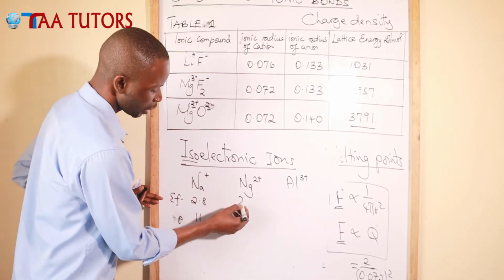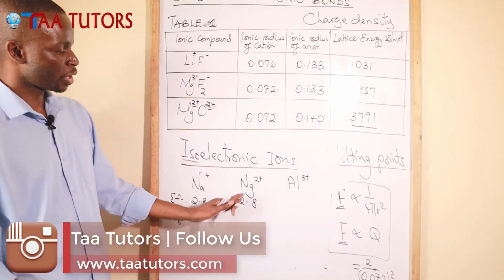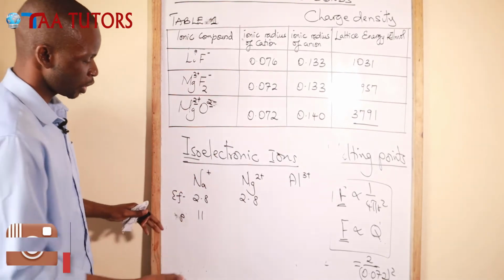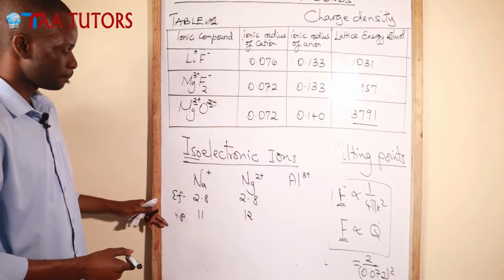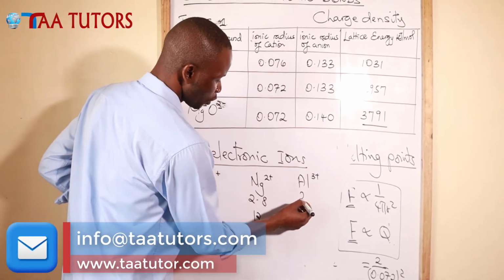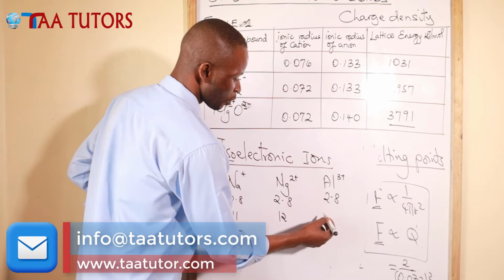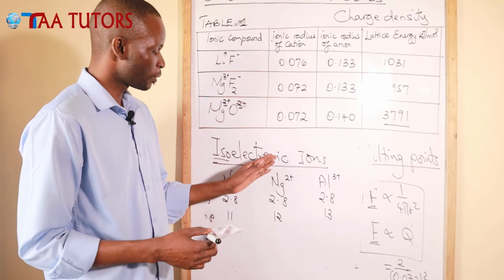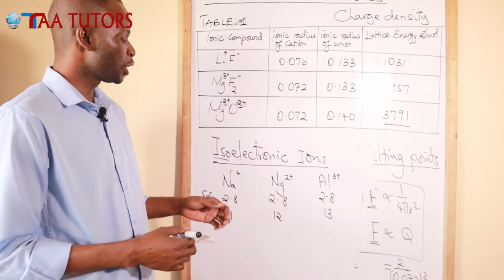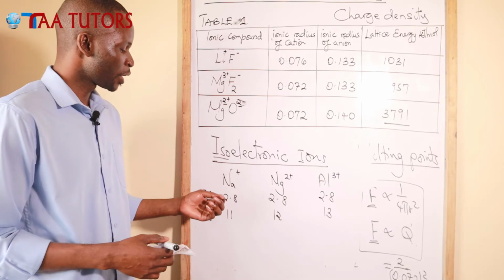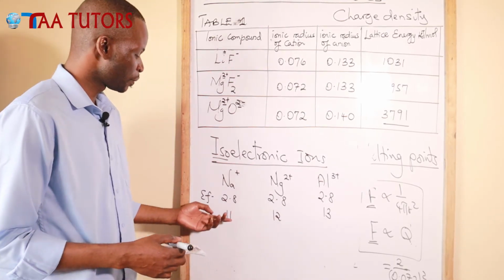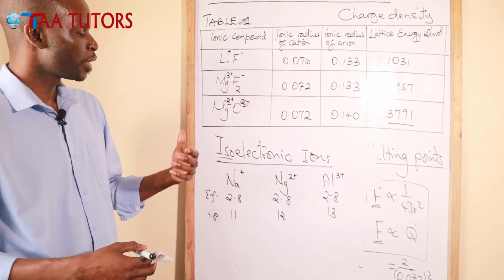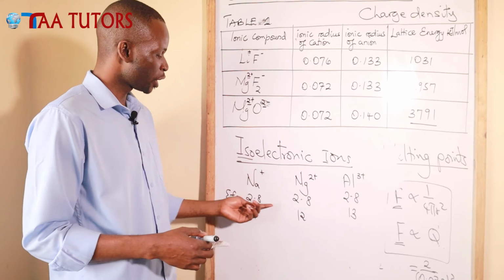When you go to magnesium, the electronic configuration will still be 2, 8, because magnesium is number 12. It will lose 2 electrons to be stable, meaning it will have 10 electrons remaining. The number of protons still remains 12. Aluminium is 2, 8 still because it will lose 3 electrons, but the number of protons remains 13. You see here we can talk about sodium ion, magnesium ion, and aluminium ion being isoelectronic ions. Why? They have the same number of electrons, that is 10, 10, 10. And because they have the same number of electrons, they also have the same electronic configuration, 2, 8, 2, 8, 2, 8.